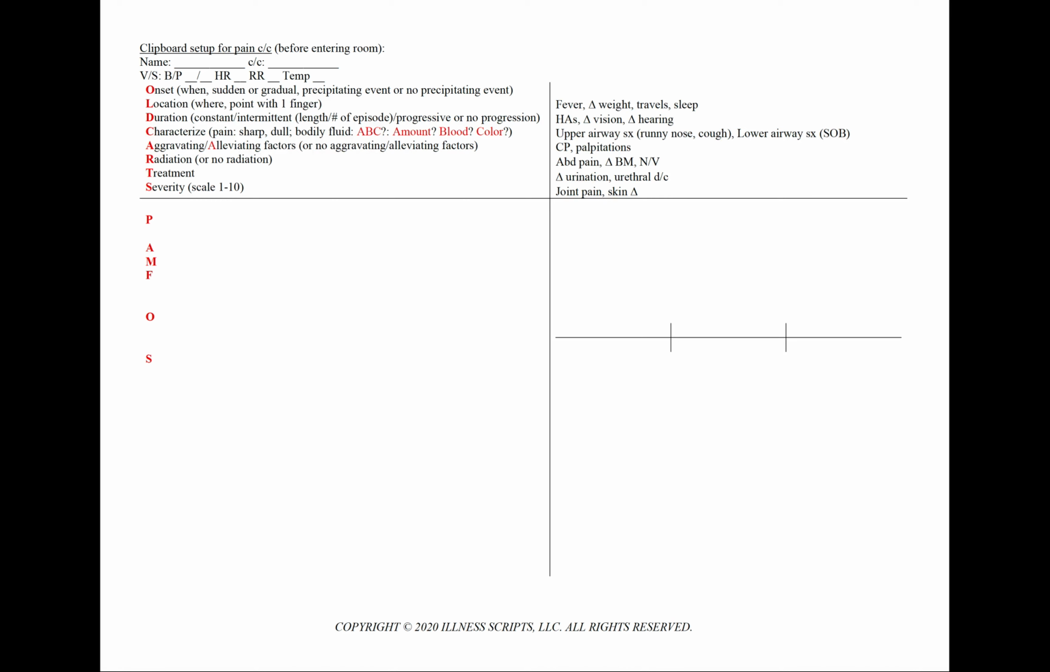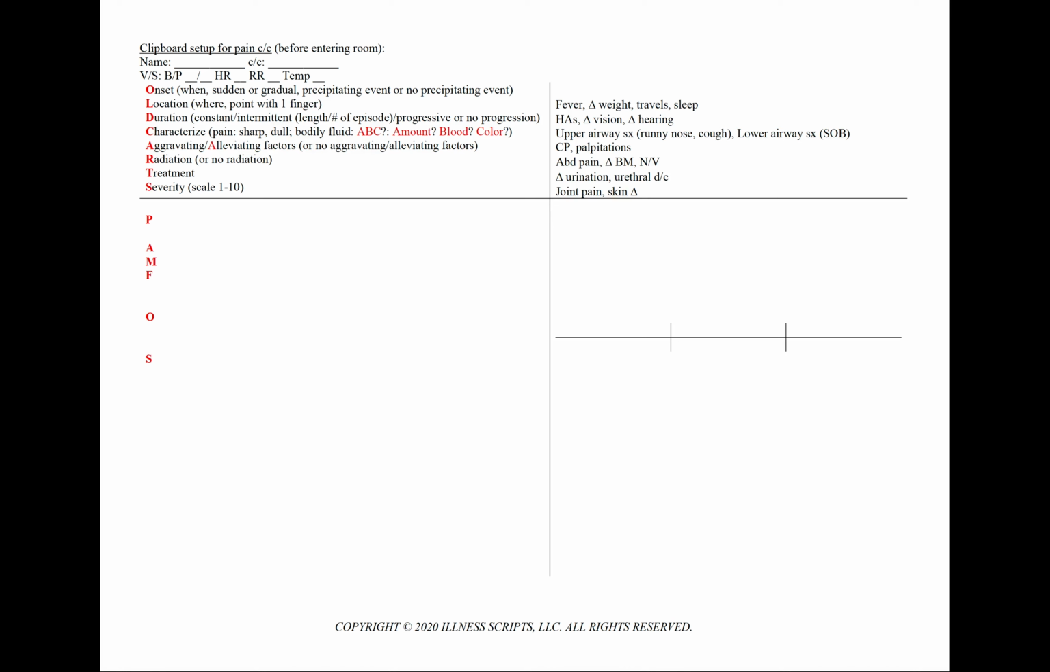To characterize the pain, we'd like some descriptors. For example, is it sharp or dull, among others. And if it's a bodily fluid, we're going to introduce our mnemonic A, B, and C for amount, blood, and color. So very important, any bodily fluid, be it a cough or diarrhea, we want to know for our patient note the amount, blood, and color.